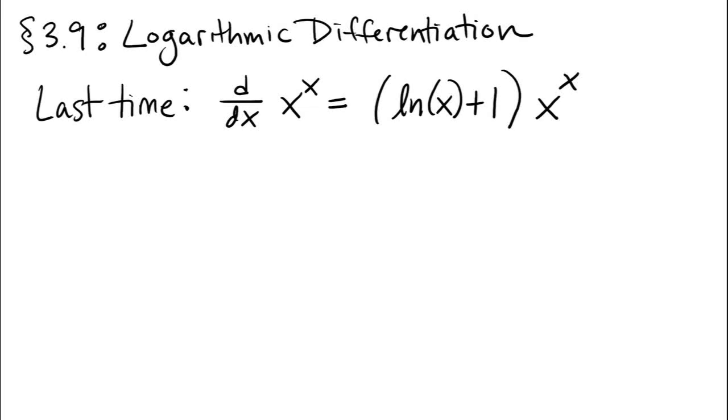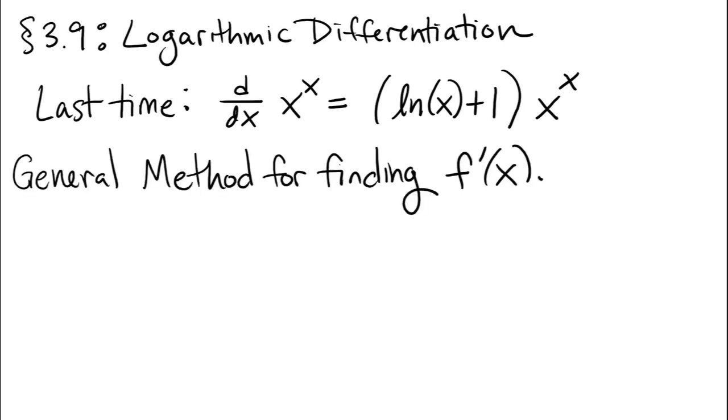Welcome back to Math 151. Last time we started discussing logarithmic differentiation, and we saw that the derivative of the function x to the x is (ln x plus 1), all multiplied by x to the x. This is not a fact that you need to memorize, it's just the first example of how to use our method. So, what is this method?